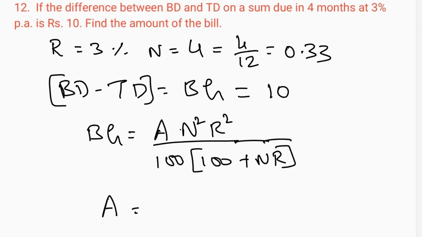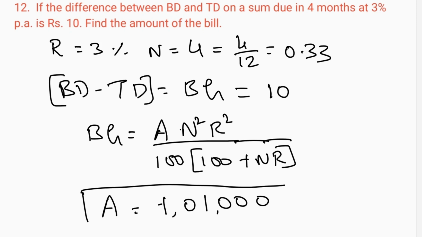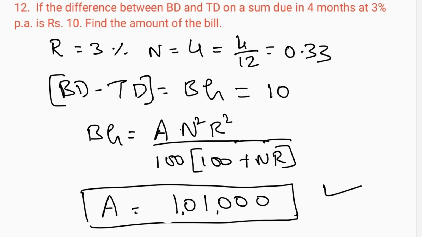If you simplify, A you will get 1,01,000. So this will be the answer. The substitution and simplification I have not done for this problem because it's exactly same as the previous. You substitute the value in BG, you substitute 10, A keep as it is, n 0.33 square, r 3 square, substitute in this and simplify, you will get A as 1,01,000.